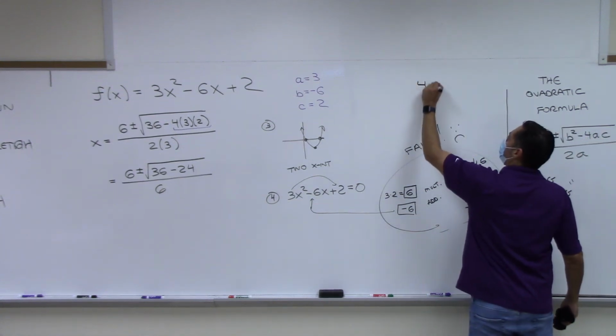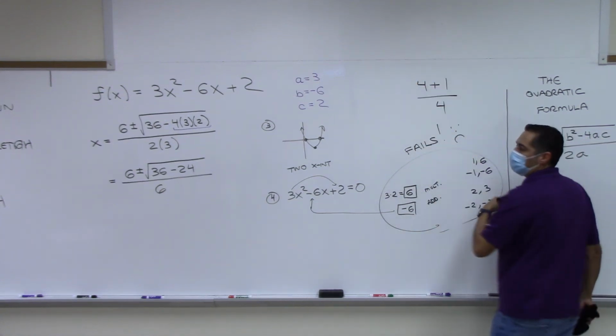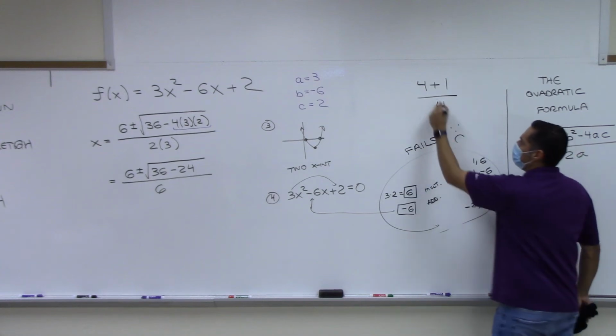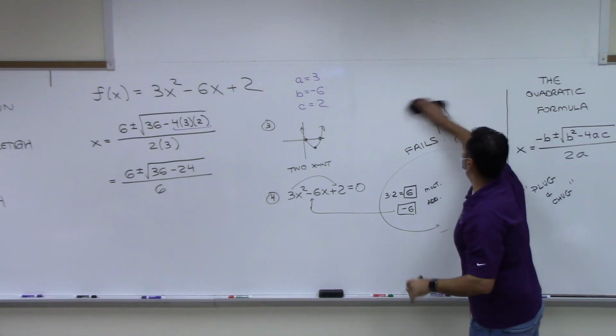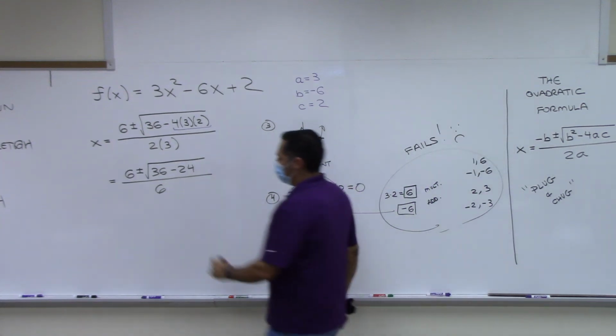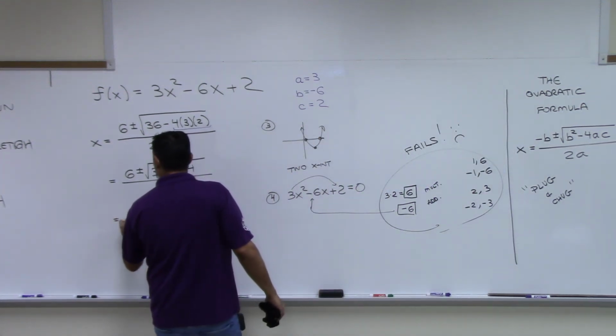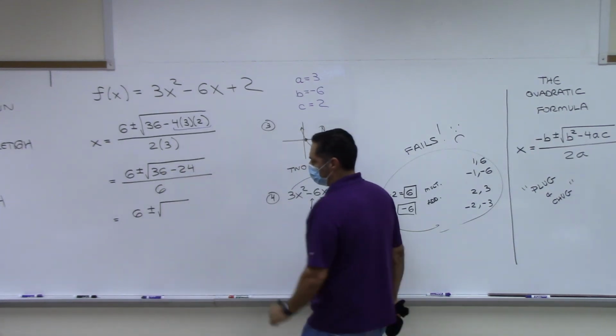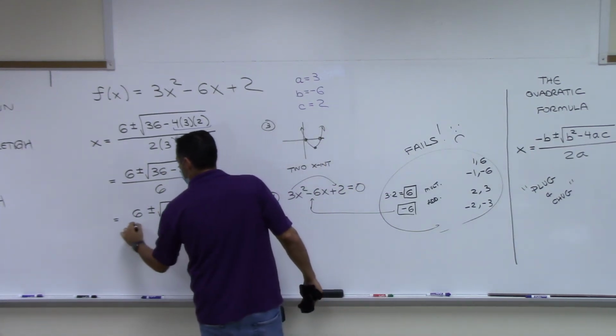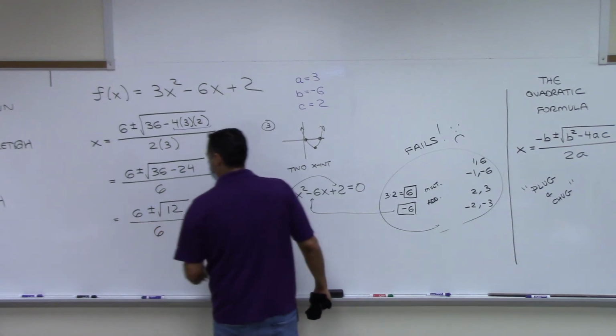If you had 4 plus 1 over 4, that's 5 over 4, right? You cannot do that. That's just 1. That doesn't make any sense. Okay, so don't do that. So I'm going to keep cleaning this up. 6 plus or minus square root of, okay, 36 take away 24 is 12, and then over 6.